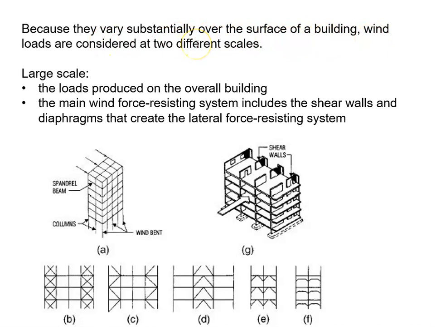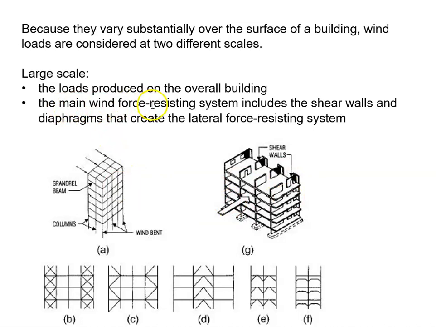Wind loads are considered at two different scales. We have to think about them. So the loads produced on the overall building: here comes the big wind load and it wants to knock this building over, and we have to keep the building from falling. And then we also have it at a local scale. The loads produced on the overall building, that's what we're looking at here.